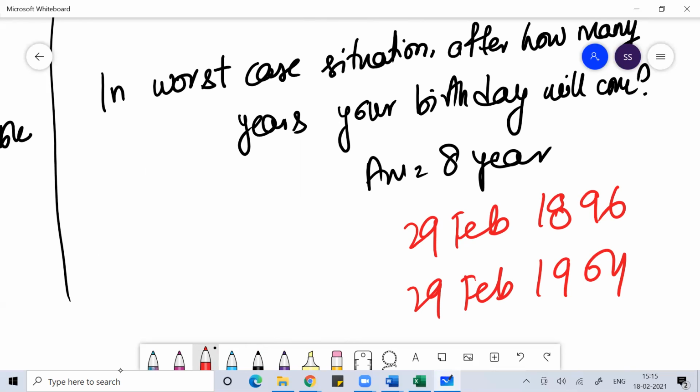So please understand, this question comes in many exams. Remember this: the answer is 8 years, not 4 years. The normal answer the student gives is 4 years, which is the wrong answer. I hope you're understanding.